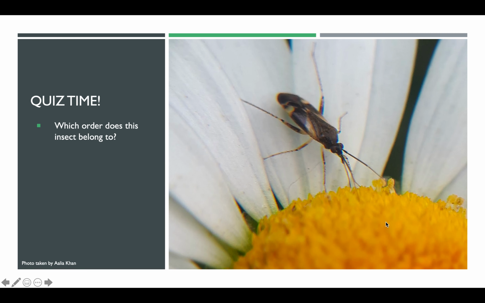So let's do a quiz. What order do we think this insect belongs to? Oh, and good question, is a hornet a type of wasp? Yes, a hornet is a type of Vespid wasp.